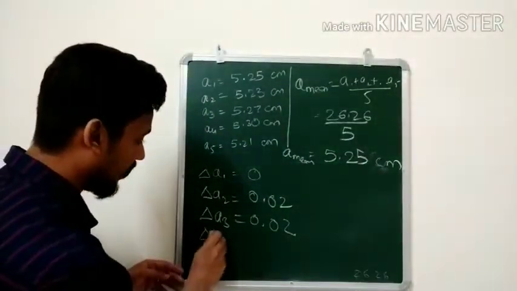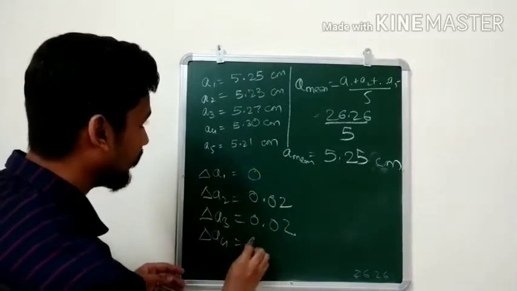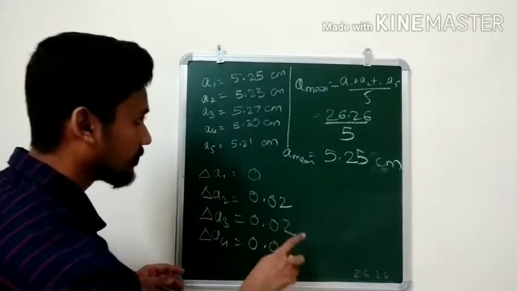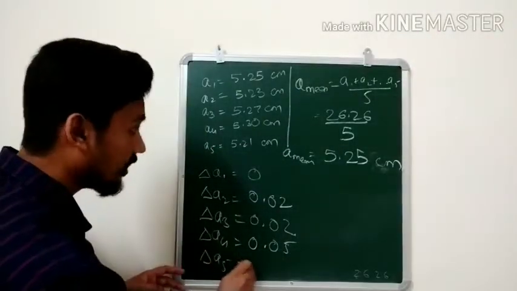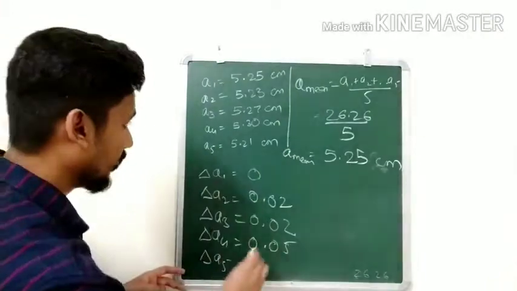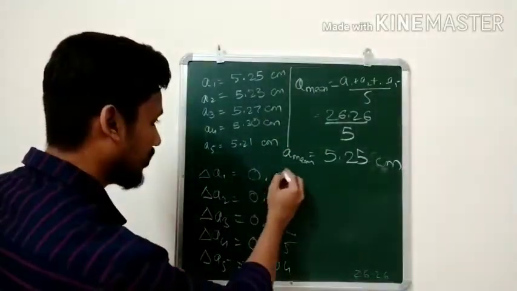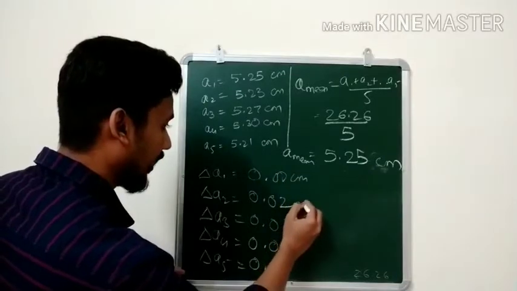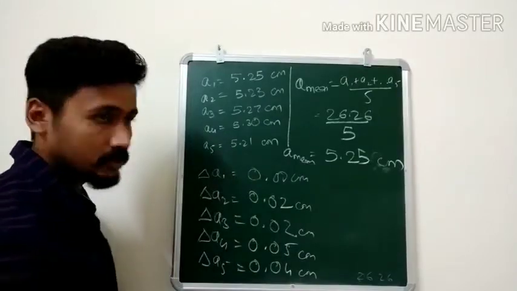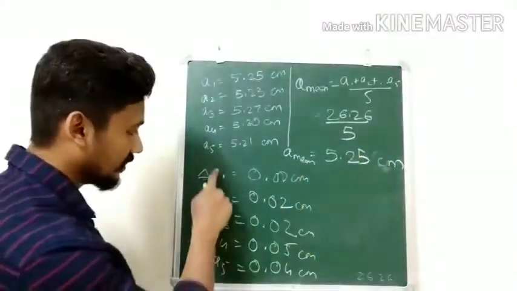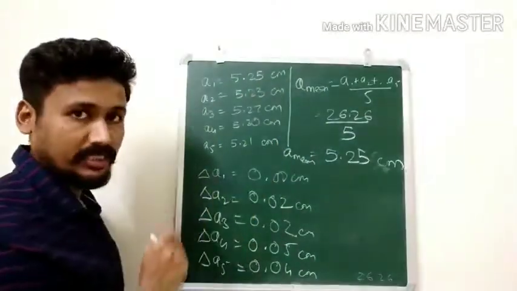Then delta A4: 5.25 minus 5.30, that will be 0.05. Then delta A5 will be equal to 5.25 minus 5.21, so it will be 0.04. Let us write it like this. Again, these are the absolute errors. Remember to give the units. The mean value unit will be centimeters. For these also it will be centimeters, because in our original readings the unit was centimeters.